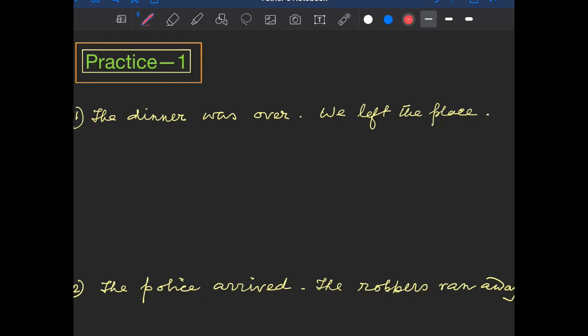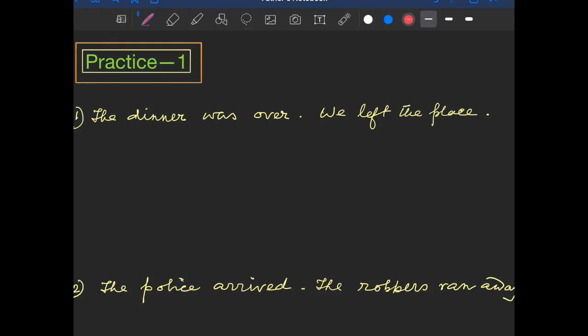Now copy these sentences in your exercise books as you are doing every time, then do the works yourself, and when the works are ready, come here to the video and check your answers with my answers. Okay, number 1, the dinner was over, we left the place.